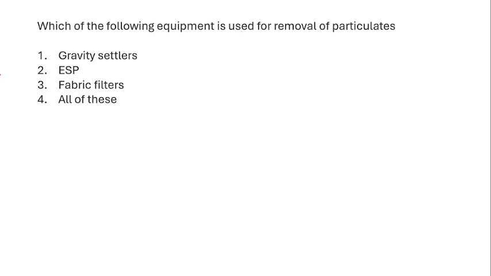Next question is which of the following equipment is used for removal of particulate? As we discussed, gravity settlers, electrostatic precipitator, and fabric filters, all of these are used for the removal of particulate matter. So the right answer is all of these.